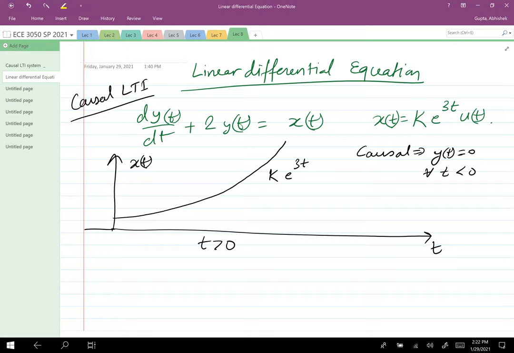Oh, I need to specify the initial condition. So the initial condition is y of 0 equals zero, and y prime of 0, or dy over dt, the first derivative of y, is also zero at time t equals zero. How do I solve this differential equation?